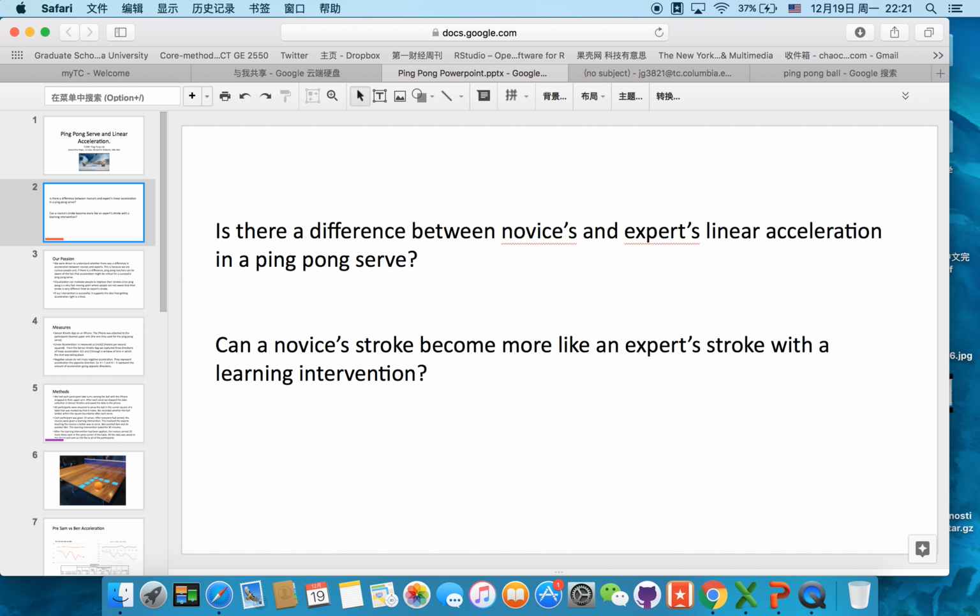So we have two questions that we've generally wanted to ask because we're very curious. Is there a difference between a novice's and expert's linear acceleration in a ping pong serve? Can a novice's stroke become more like an expert stroke with a learning intervention? We're about to find out.